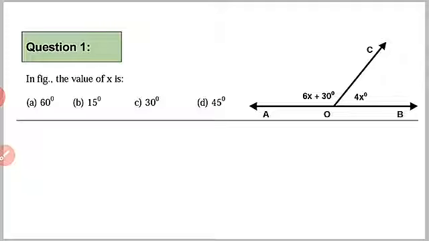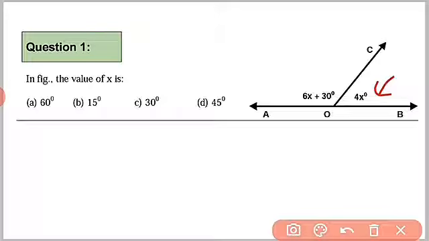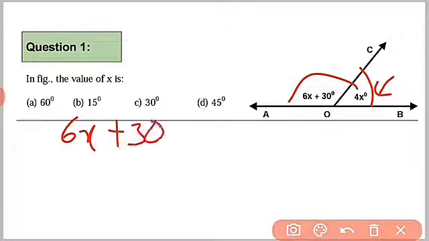First question, in the figure, we have to find the value of x. So we can see that these two angles form a linear pair as ray OC stands on the line AB. So the sum will be equal to 180 degrees.